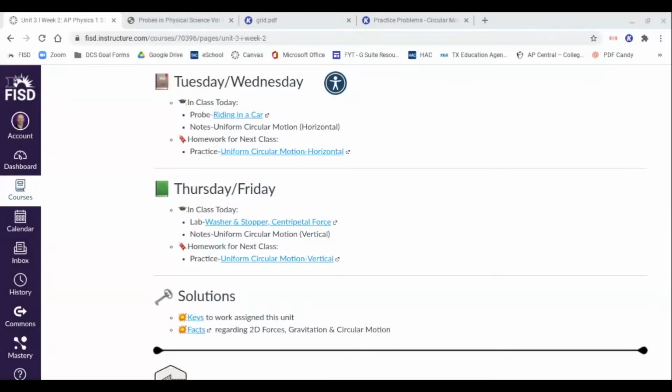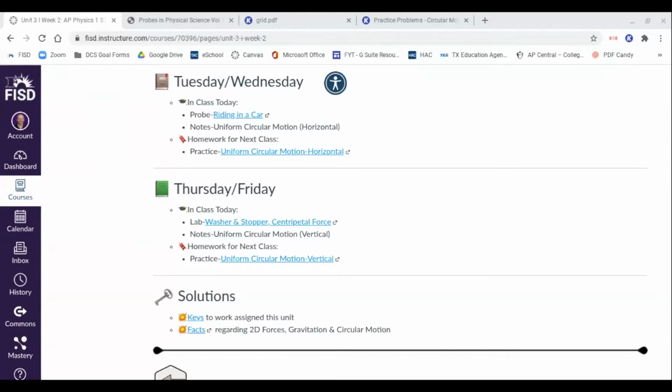All right, we're going to get started. So today's Tuesday, Wednesday of the AB cycle. Tuesday in Canvas, we have this probe, which is a warm-up, riding in a car. We're going to take a look at this. I'll give you a couple minutes just to read through it, then we'll have some opinions there. Then we're going to go through some notes on uniform circular motion, the horizontal.